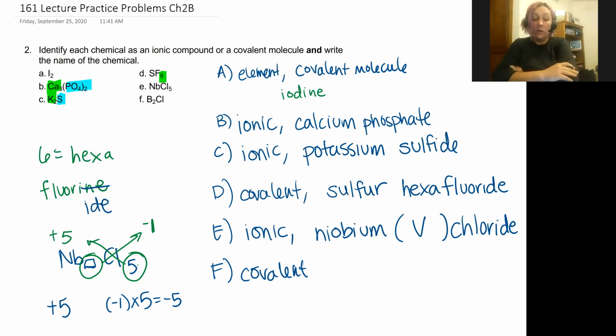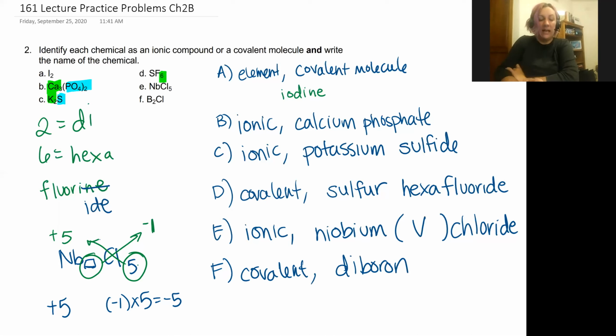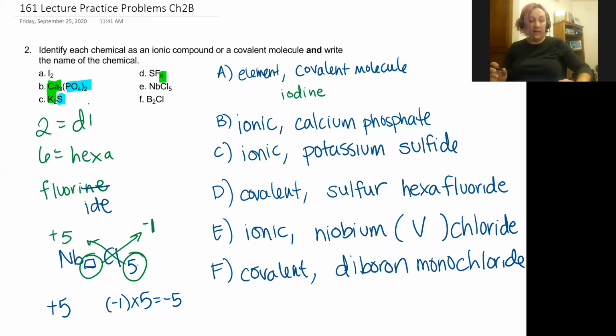Now I have 2 boron, and so I'm going to need to name that using my prefix. And so for 2, it's going to correspond to di. So this will be diboron. And then my last one is chlorine. I only have 1, so I'll do mono. And then I'll use that IDE ending for the second element, similar to the way I do in ionic compounds. Diboron monochloride. Right, so that's our naming practice.